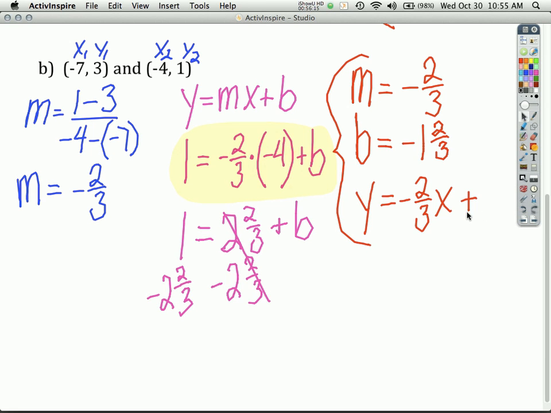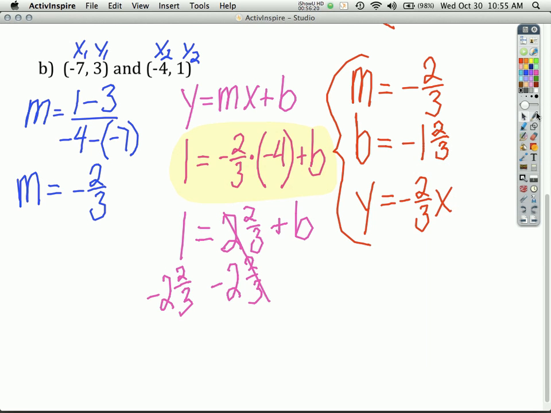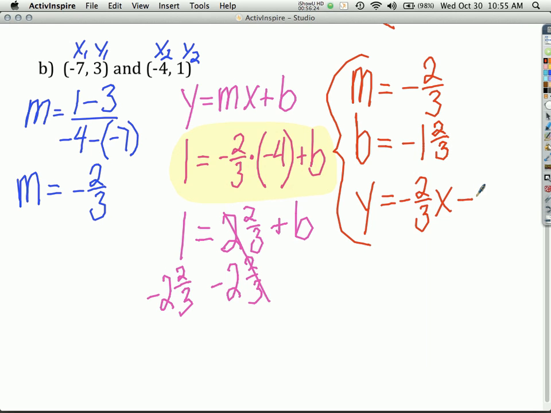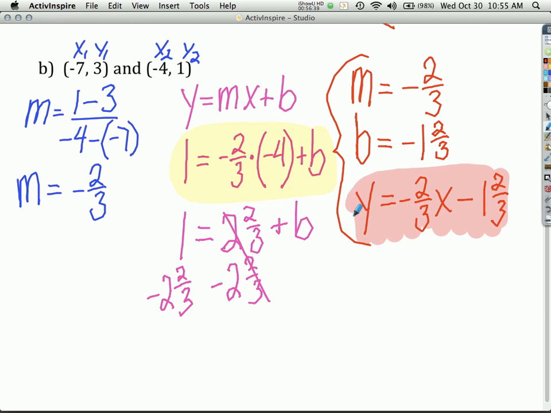So, our equation becomes y equals negative 2/3 x minus 1 and 2/3. Remember, the only thing that cannot be in mixed number form is the slope. And so this is the equation of the line that we were looking for. Does anyone have any questions on how we went about this? It's not a question. Comment, whatever, it's okay.